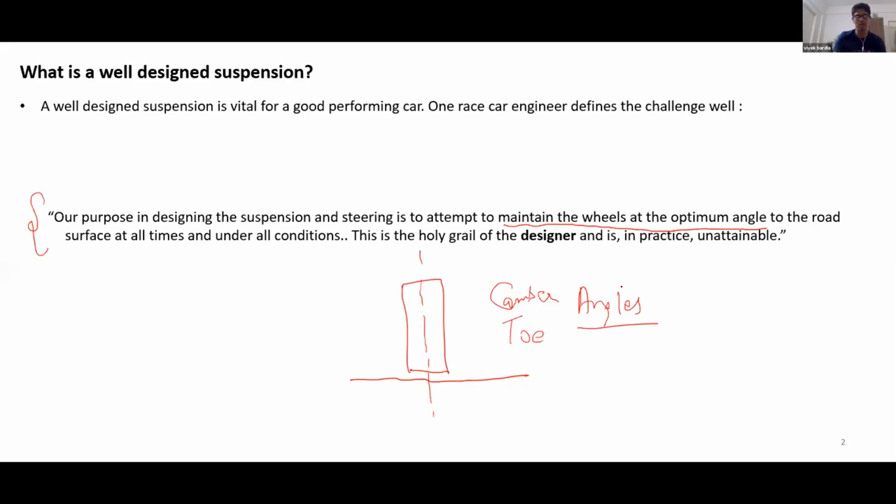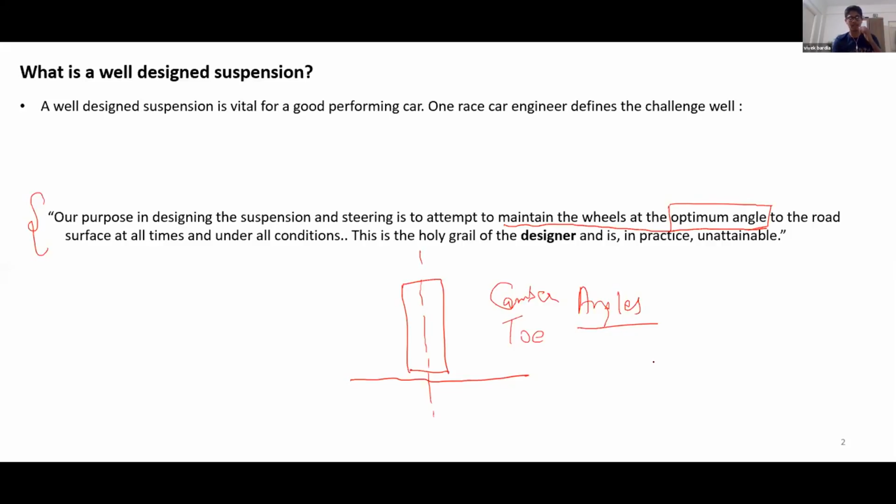What we are trying to do is maintain the camber and the toe angles to an optimum level. This is the keyword over here: as your vehicle goes over different types of road surfaces, and as your vehicle goes through different maneuvers, you would like to maintain the camber and toe angles of the wheel with respect to the road surface at an optimum angle.